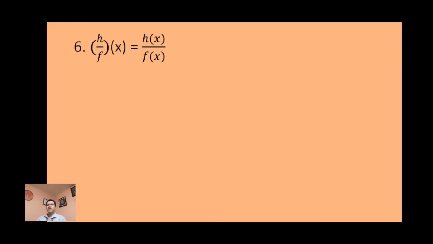For example number 6, we have quantity of h divided by f of x is equal to h of x divided by f of x. Again, let's apply the steps in dividing functions. Step 1, substitute the given value of function to the equation. Quantity of h divided by f of x is equal to the given value of h of x, x squared minus x minus 12, divided by the given value of f of x, x plus 3.